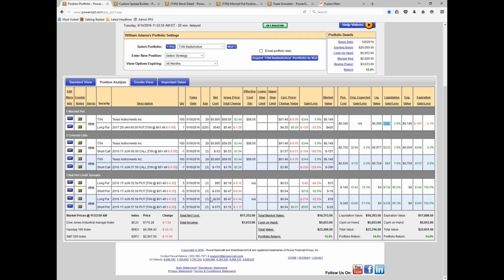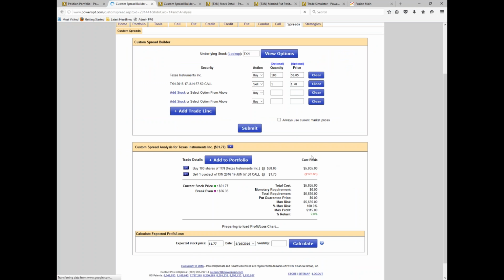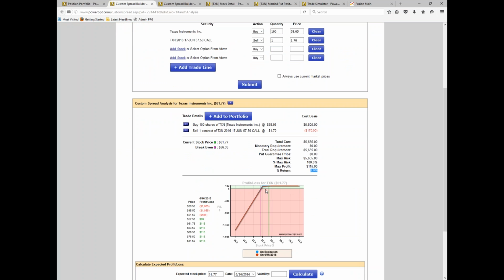How does this compare to the other sexy option strategies? Well, let's take covered calls. I've got two examples here for you. If on May 16th, we were looking at Texas Instruments trading at 58.05, I could have sold the 17th June, about 32 days out at the time, but the 17th June, this week's expiration, 57.5 call for $1.70. Now that would have given me a reasonable return of about 2% if assigned, and remember the stock is at 61.77, so we're $1.50, $1.60 in the money, but I'm still risking 56.35.